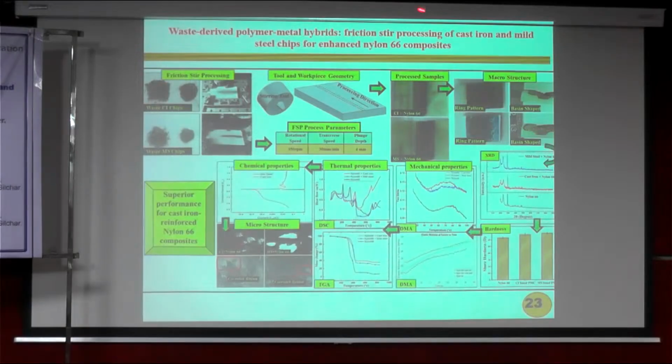Here is another small study we have done, a composite fabrication from waste material to product. We did the same processing with the polymer. This is the composite developed, and we took the XRD and thermal studies. Significantly, we found that composite fabrication is also possible by this friction stir processing.